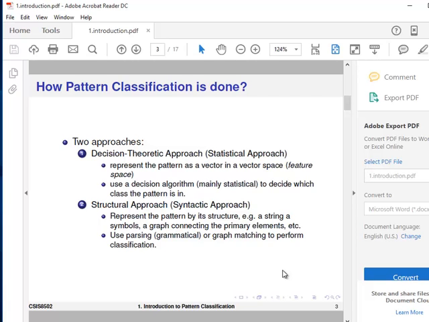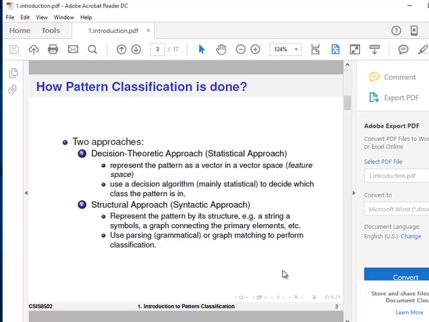In the decision theoretical approach, normally this is a statistical approach in which we use the probabilistic method and different algorithms are used. This represents the pattern as a vector in a vector space which is called feature space. So this basically deals with decision and algorithm, mainly the statistical probabilistic model, and this decides in which class the pattern is.